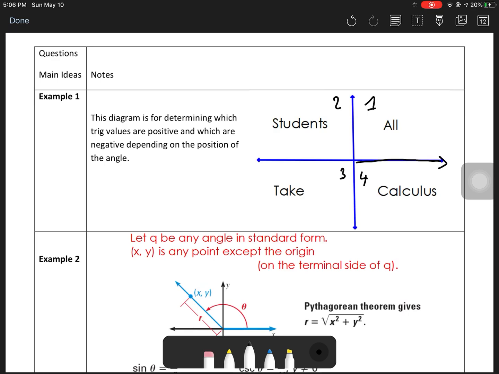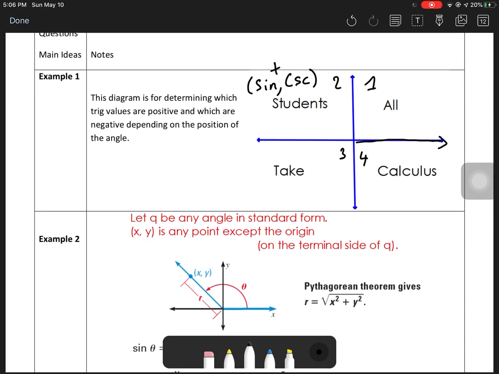If it falls in quadrant 2, all students. If you had to guess, what does the S in students go with? This is where sine and its reciprocal, cosecant, are going to be positive. The T in the take quadrant, take is going to be tangent and cotangent, which are positive. And then lastly in the C quadrant, it's going to be cosine or secant, its reciprocal. Those are what's going to be positive.